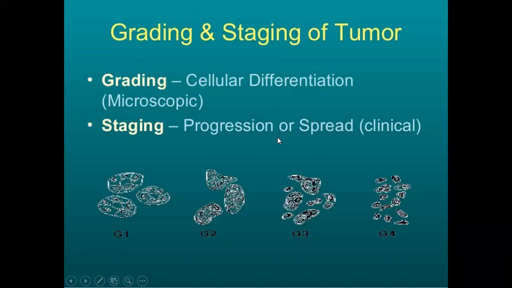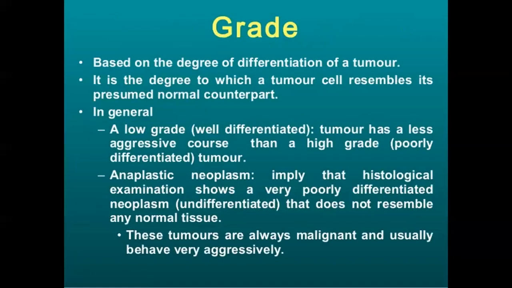While staging is progression or spread on a clinical basis. On clinical basis, we will judge what the stage of the tumor is. So, grade is based on the degree of differentiation of a tumor. It is the degree to which a tumor cell resembles its presumed normal counterpart. In general, a low-grade, well-differentiated tumor has a less aggressive course than a high-grade, poorly differentiated tumor. Anaplastic neoplasm implies that histological examination shows a very poorly differentiated neoplasm that does not resemble any normal tissue. These tumors are always malignant and usually behave very aggressively.